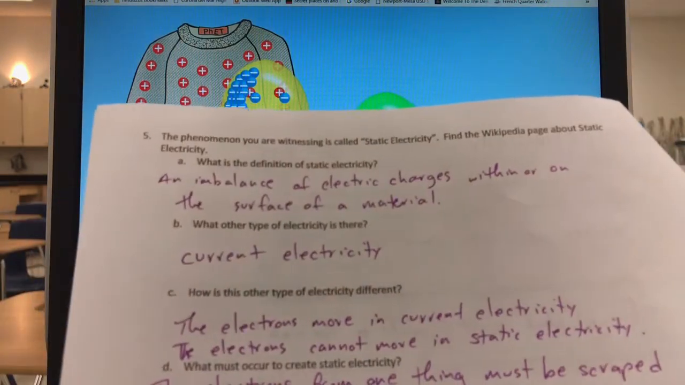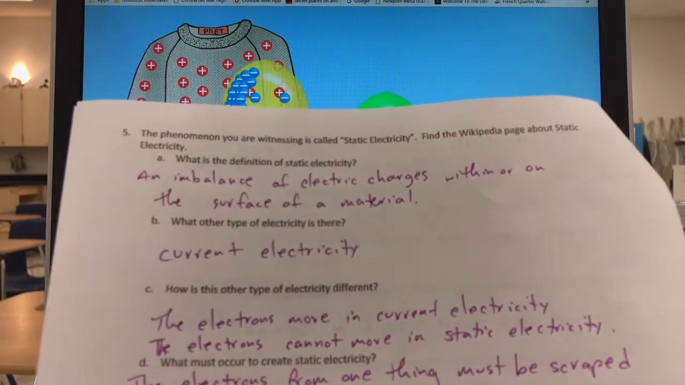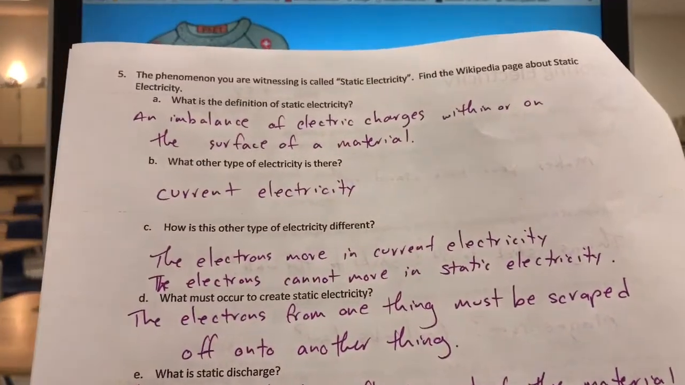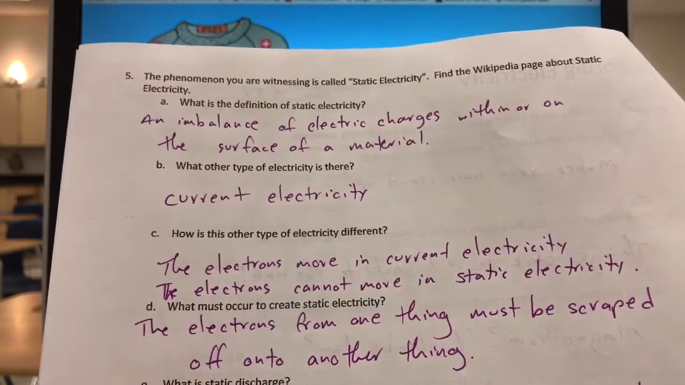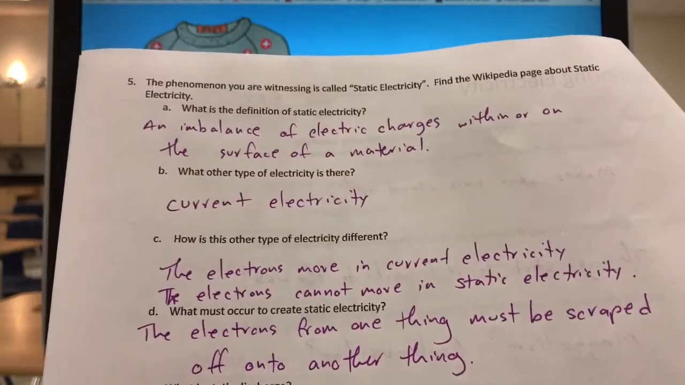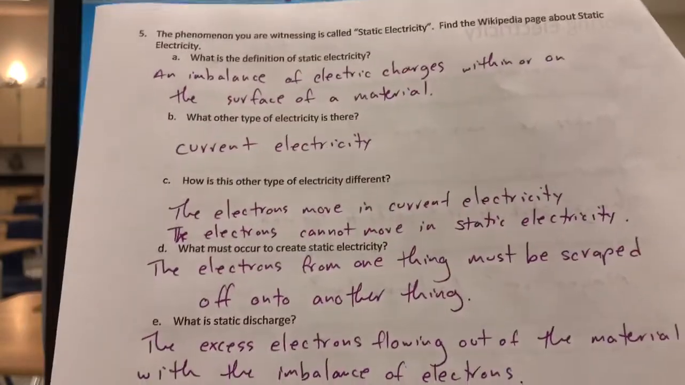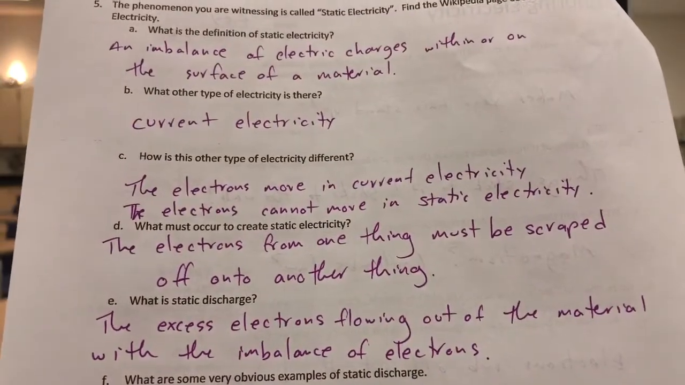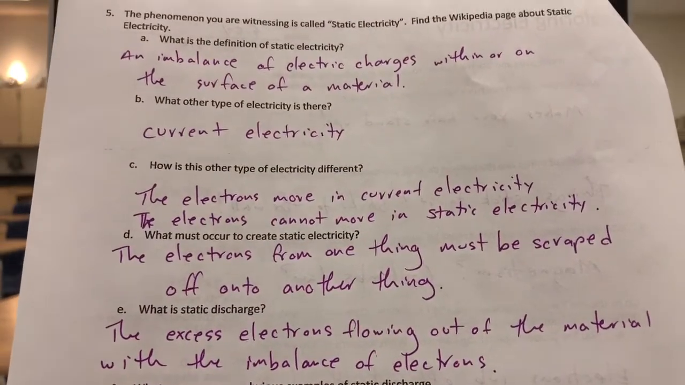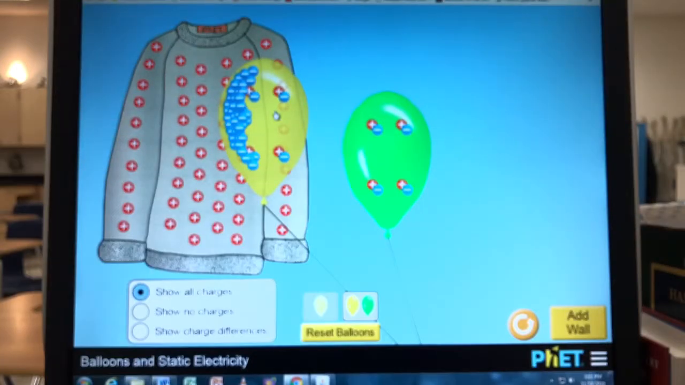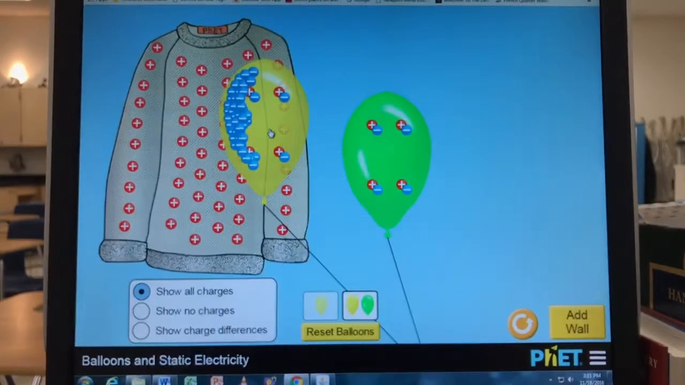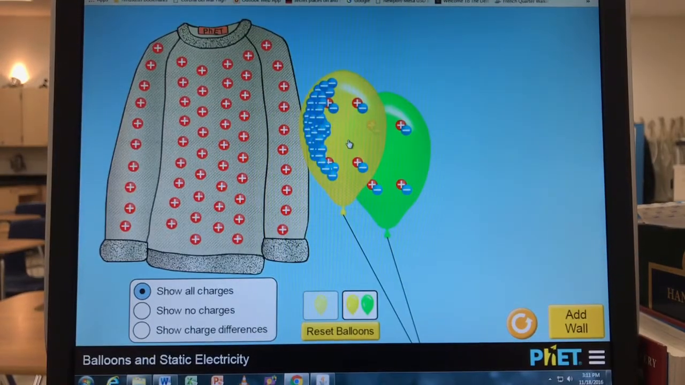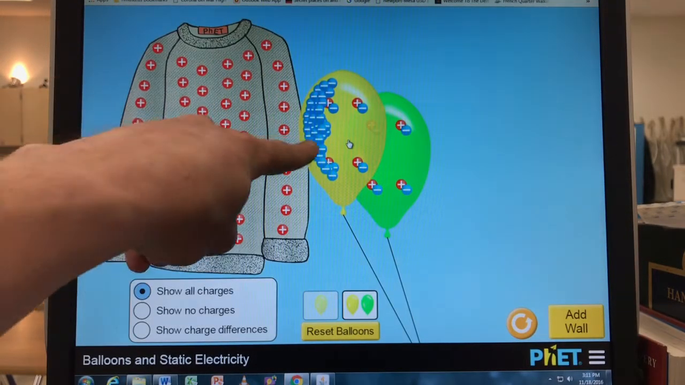So that was D. What has to happen? Electrons from one thing must be scraped off by another thing. We can't get that without actually scraping things off. And then, what is static discharge? Static discharge occurs when the electrons flow out of one material due to the imbalance of electrons. All these electrons in here, all being negative, they want to get away from each other, but they can't because they're stuck on the surface of the balloon.